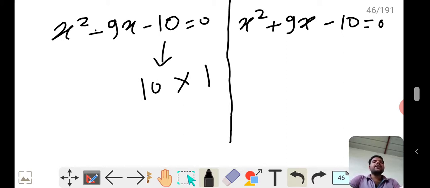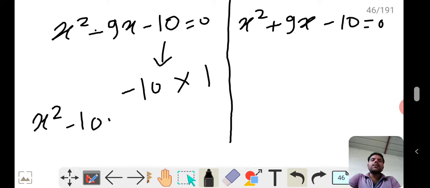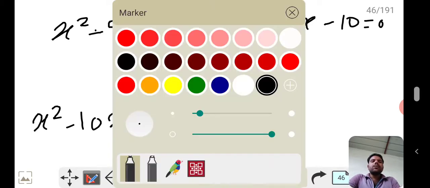Okay, so we know that the multiplication of the plus minus term should be minus. So if we take the minus sign to the large term, that is 10, we get the sum as minus 9. So we can reduce the given equation as x square minus 10x plus x minus 10 is equal to 0.